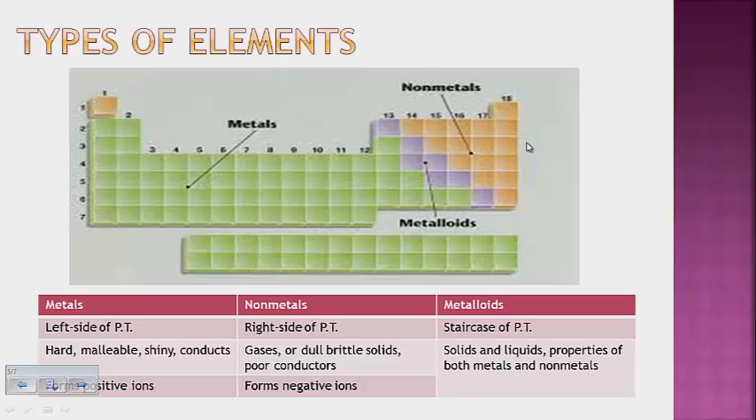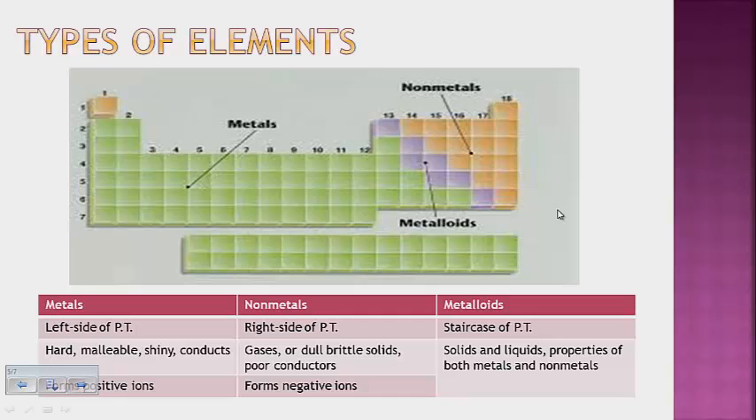Then we have these special elements. They form a stair step on the periodic table, and these are called metalloids. And metalloids share properties of metals and nonmetals. So, for instance, they could be good conductors of electricity, however, they are brittle, or they may be dull in appearance and conduct electricity, or they may be shiny but don't conduct electricity. So they have properties of both metals and nonmetals.